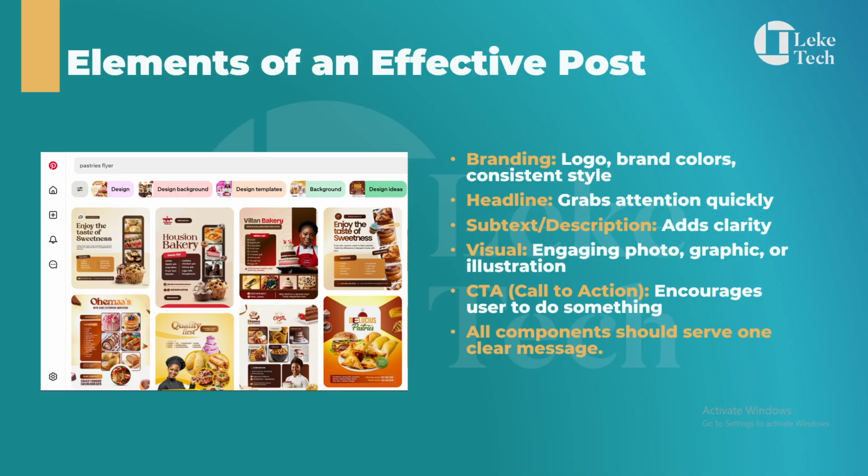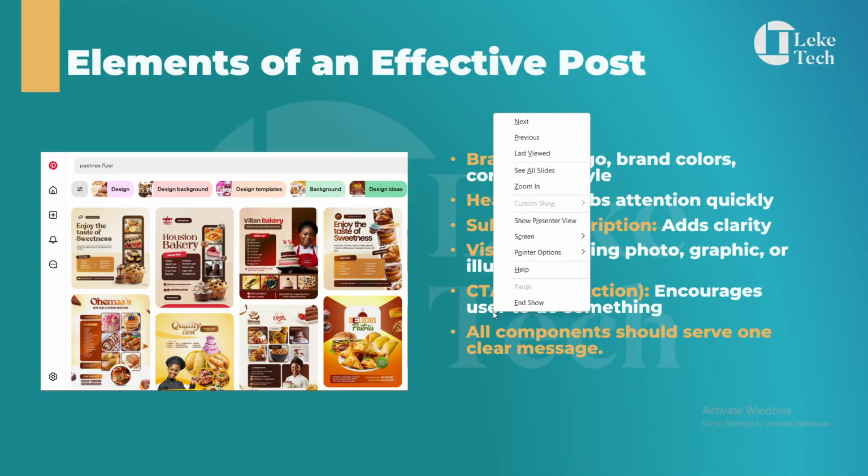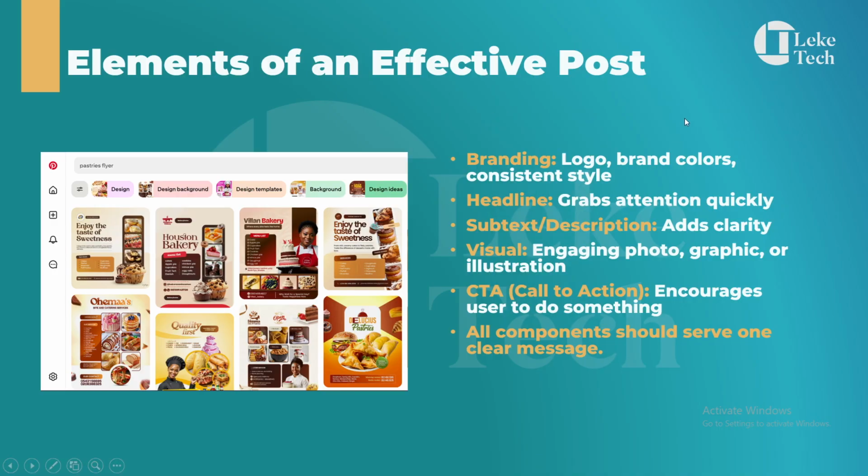So what are some elements of an effective post? First and most important is branding. This has to do with the logo, the brand colors, and a consistent style. The headline is to grab attention. Headlines are generally very big to grab attention. They usually have subtext or description to add clarity. For example, here I have a subtext to add clarity.